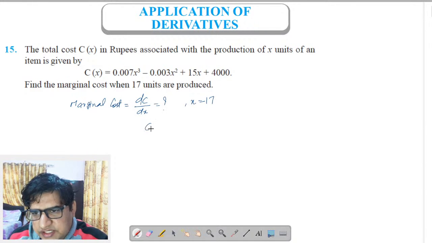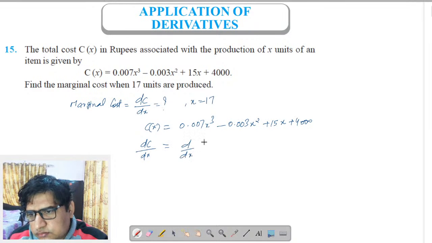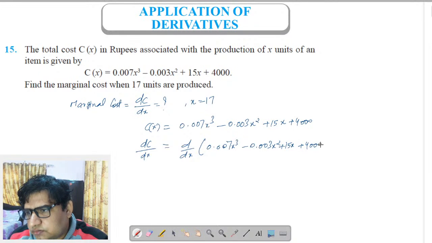ठीक है. So we are given cx is equal to 0.007x cube minus 0.003x square plus 15x plus 4000. ठीक है. So if we write dc by dx, so that will be d by dx of 0.007x cube minus 0.003x square plus 15x plus 4000. ठीक है.